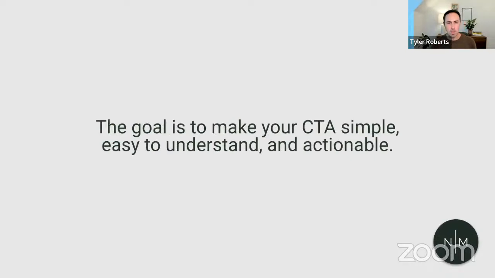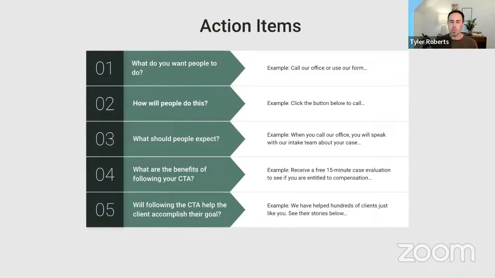So again, the goal is to make your CTA simple, easy to understand, and actionable. I've come up with a few action items to share with you. Basically just going through these 5 steps, you can really start to develop a good call to action for your firm. Now, I want to take one step back real quick, because I think there may be confusion about what the CTA is and where it goes on the website and what it should look like. You will have buttons on your website that say "contact us today," but the call to action should accompany the button, right? So you need to have something there that explains what that button does and why you want someone to click that button or to follow that action.